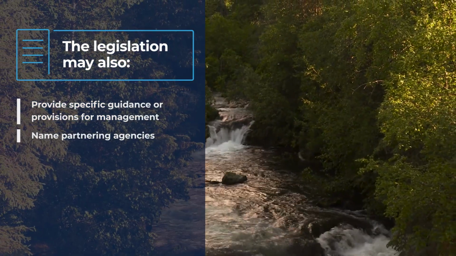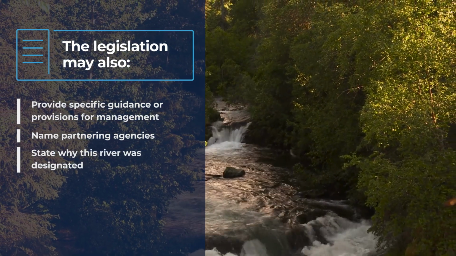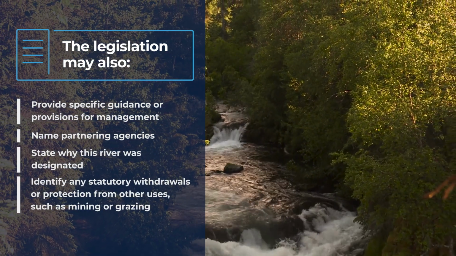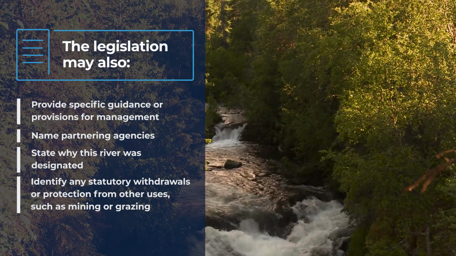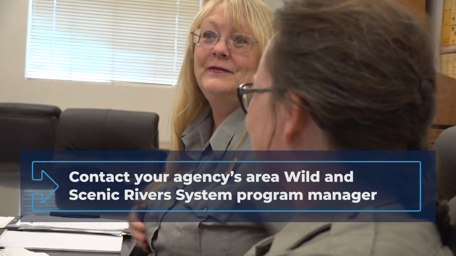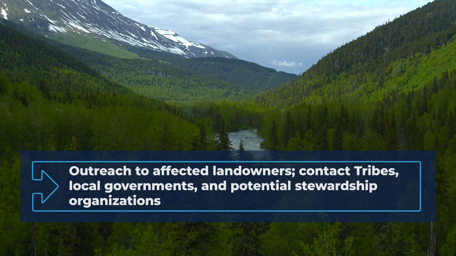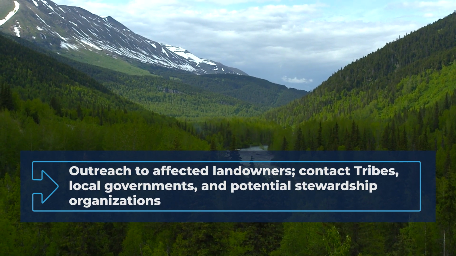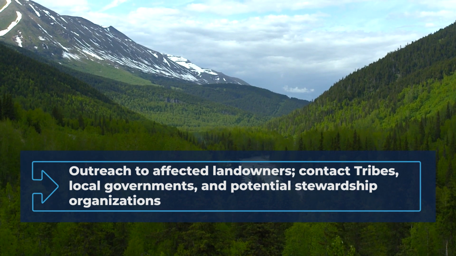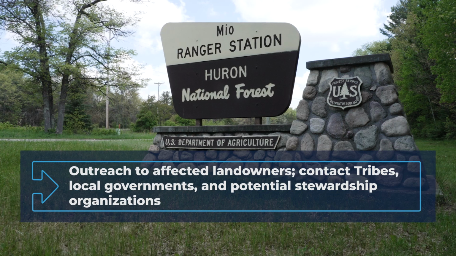Name other co-managing agencies. State why this river was designated. Identify any statutory withdrawals or protection from other uses, such as mining or grazing. Once your river is designated, contact your agency's Wild and Scenic Rivers System Program Manager. Outreach to affected landowners. Contact tribes, local governments, and potential stewardship organizations to share timelines and next steps.